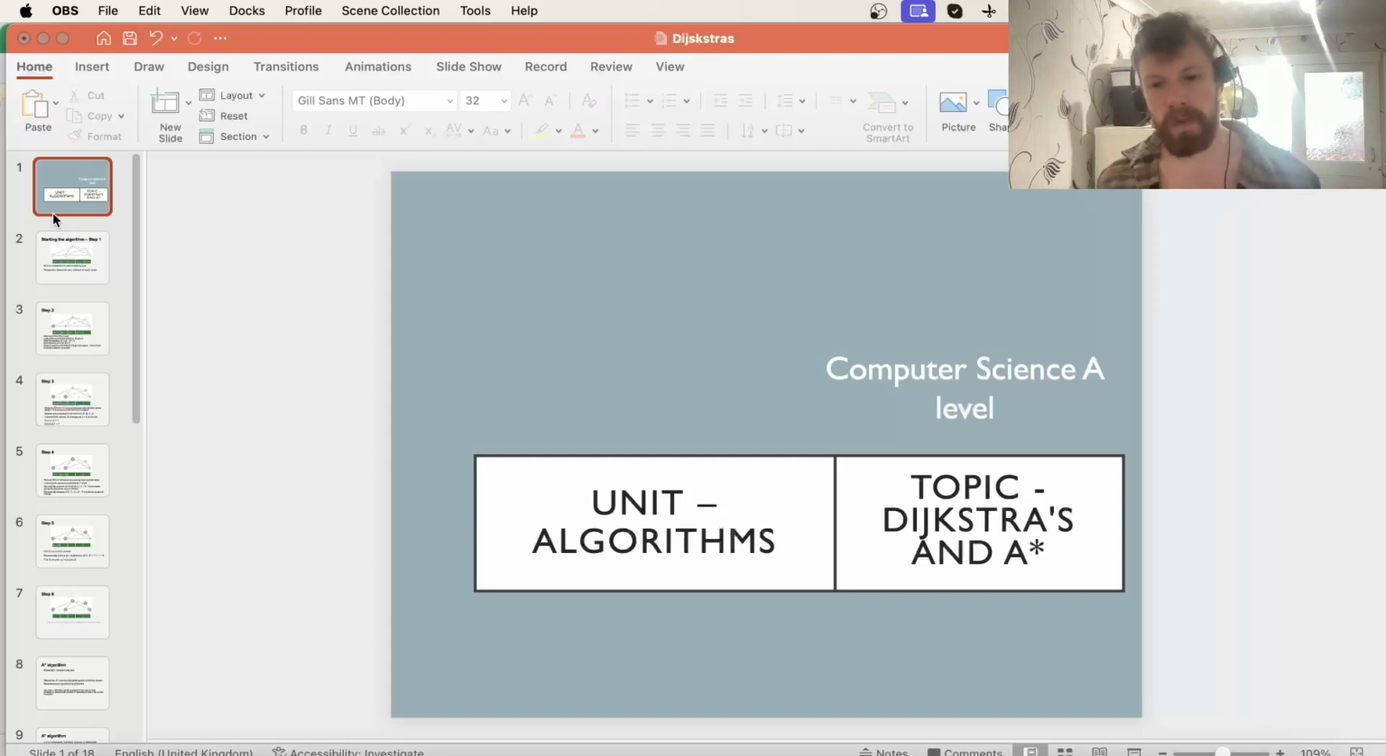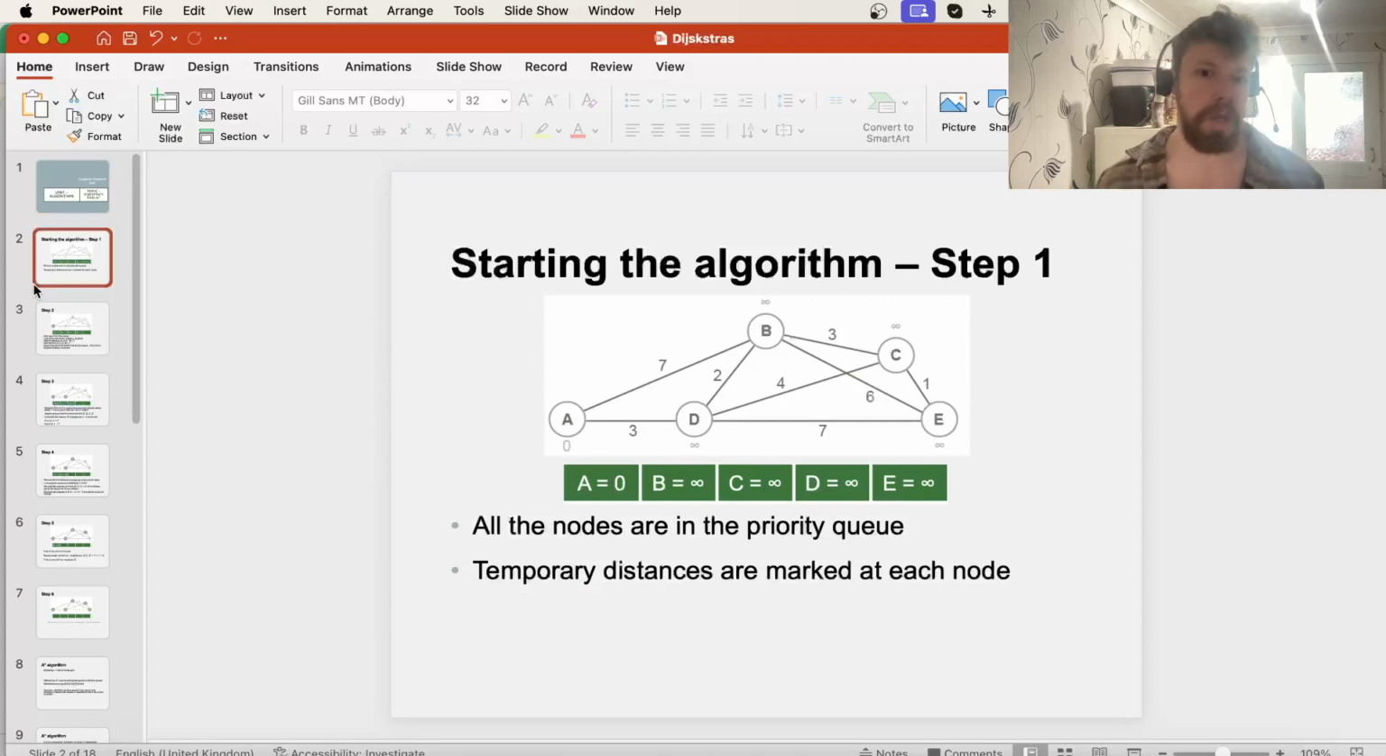Now, the topic that we're going to be looking at today are the Pathfinder algorithms, which is Dijkstra's and A-star. This is relevant for all specifications, but for AQA, you do not have to know the A-star algorithm. For Cambridge International and OCR, you do. So we'll have a little look at how to do these, and we're going to start off with Dijkstra's. I'm trying to give you as little as possible to remember because I know time is so short.